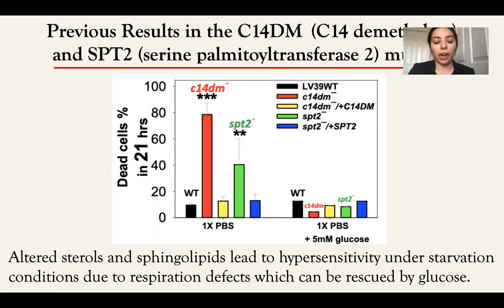However, despite that higher percentage death rate, once we added glucose into that starvation media, we were able to rescue those cells so that they no longer had such a high death percentage rate. But nevertheless, we were able to see that both of these mutants have hypersensitivity under starvation conditions.